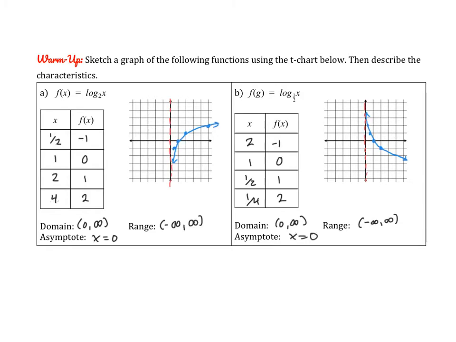Alright, go ahead and check your work here. So again, it's really important that you're picking strategic x values that work really well with your base. So here you have that increasing graph, and here you have that decreasing graph. The domain and range is the same for both, and they both have that vertical asymptote at x equals 0.